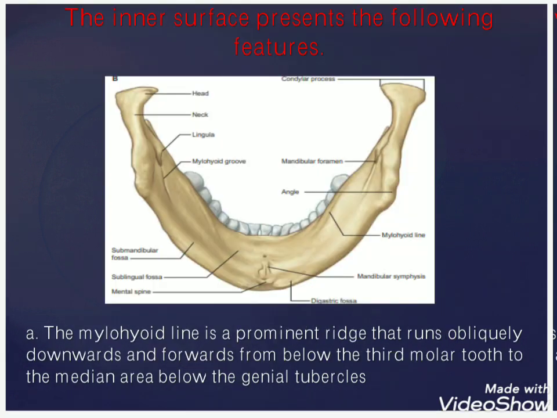The inner surface presents the following features. First, the mylohyoid line is a prominent ridge that runs obliquely downward and forward from below the third molar tooth to the median area below the genial tubercles or genial spine. In this picture, in the center we can see the genial tubercles, also known as genial spine, the mylohyoid line, and on the inner side of the body, the sublingual fossa, submandibular fossa, and the digastric fossa are also seen.